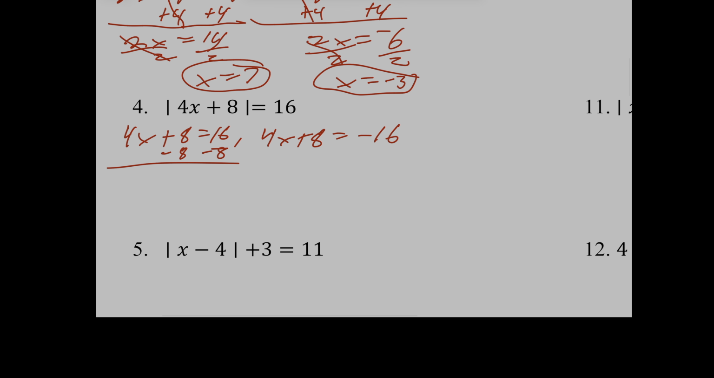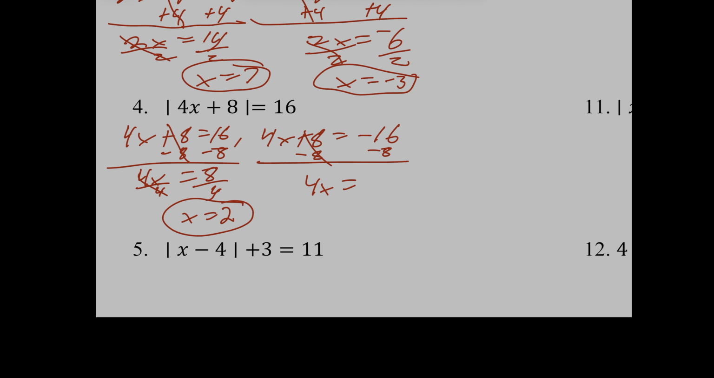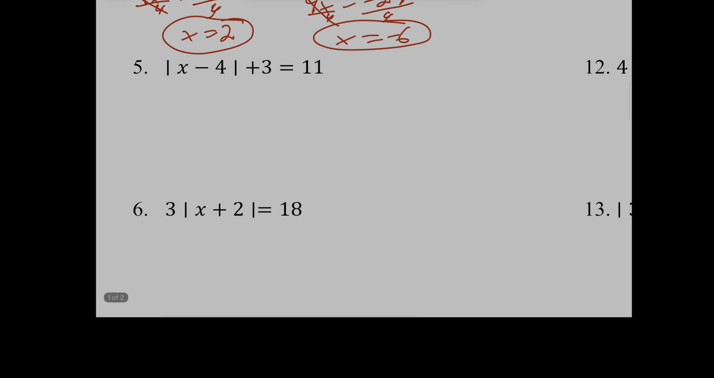Maybe I should zoom in. Might look a little bit better to you that way. Sorry about that. 4x equals 8. Once I divide each by 4, x equals 2. Okay, here minus 8. 4x equals, add a line, change the sign, negative 24. Once I divide each side by 4, x equals negative 6. Cool? All right, let's go on to number 5.